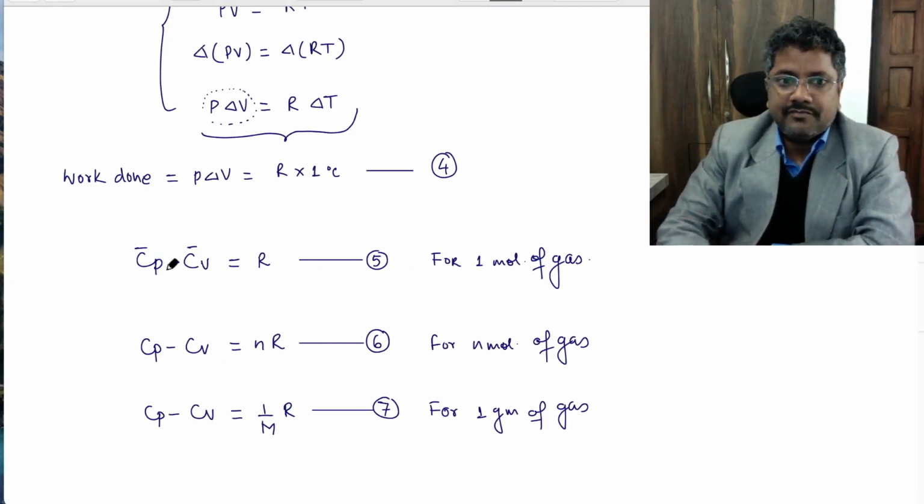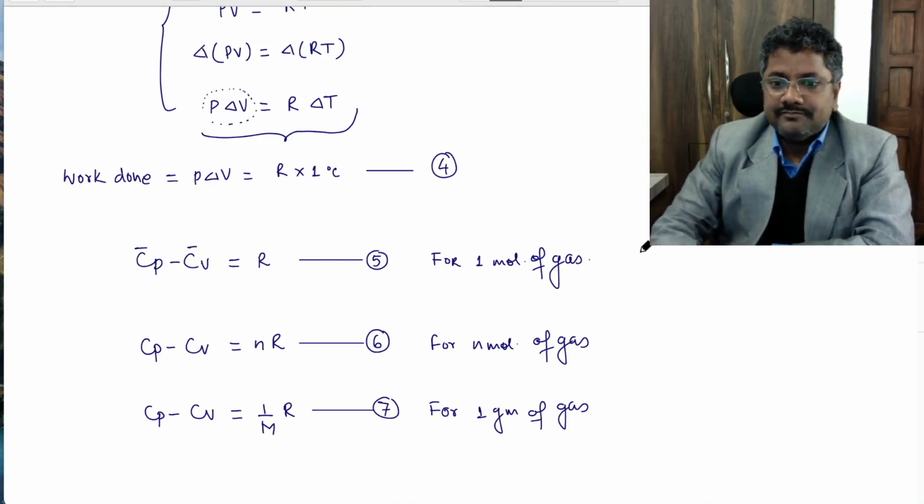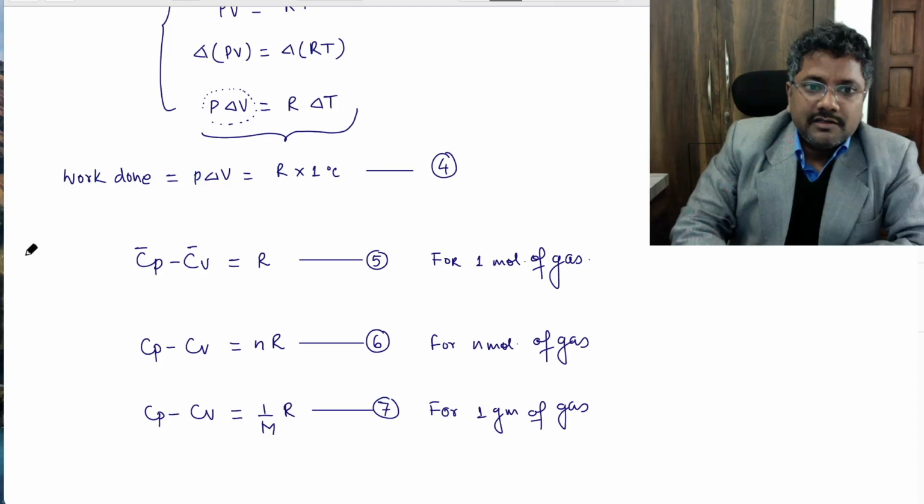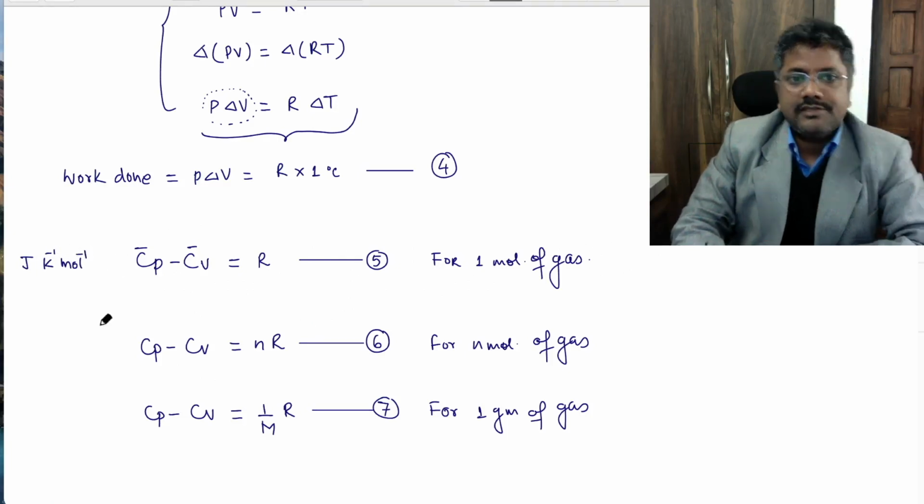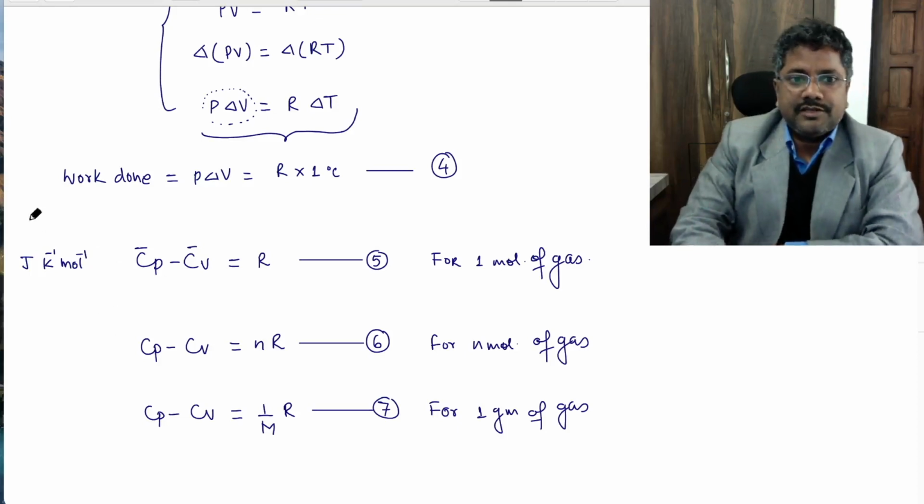See, in the first case, what is the unit of Cp and Cv? I am writing here joules per Kelvin per mole. So this is the unit.